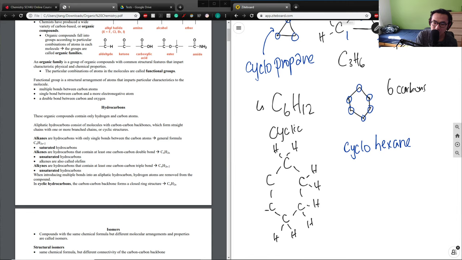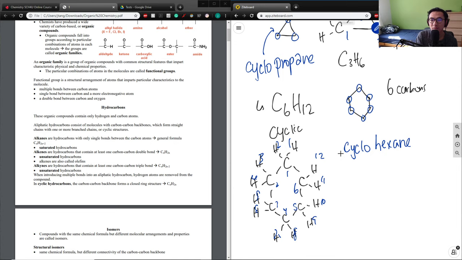If we count all of this up, 1, 2, 3, 4, 5, 6. And then we have 1, 2, 3, 4, 5, 6, 7, 8, 9, 10, 11, 12. So we have C6H12, as you can see, for cyclohexane.